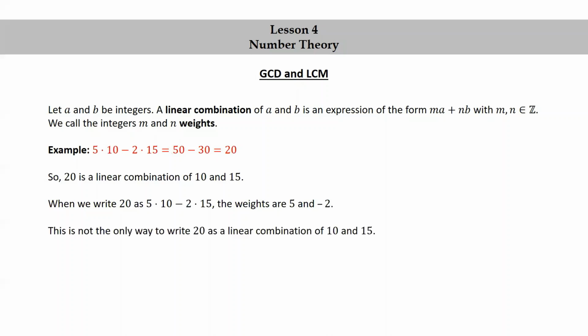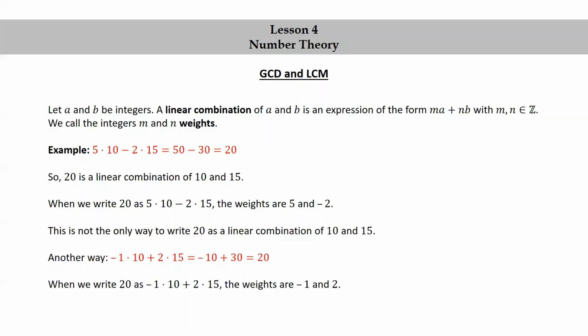This is not the only way to write 20 as a linear combination of 10 and 15. Another way: negative 1 times 10 plus 2 times 15, which is negative 10 plus 30, is 20. When we write 20 as negative 1 times 10 plus 2 times 15, the weights are negative 1 and 2.